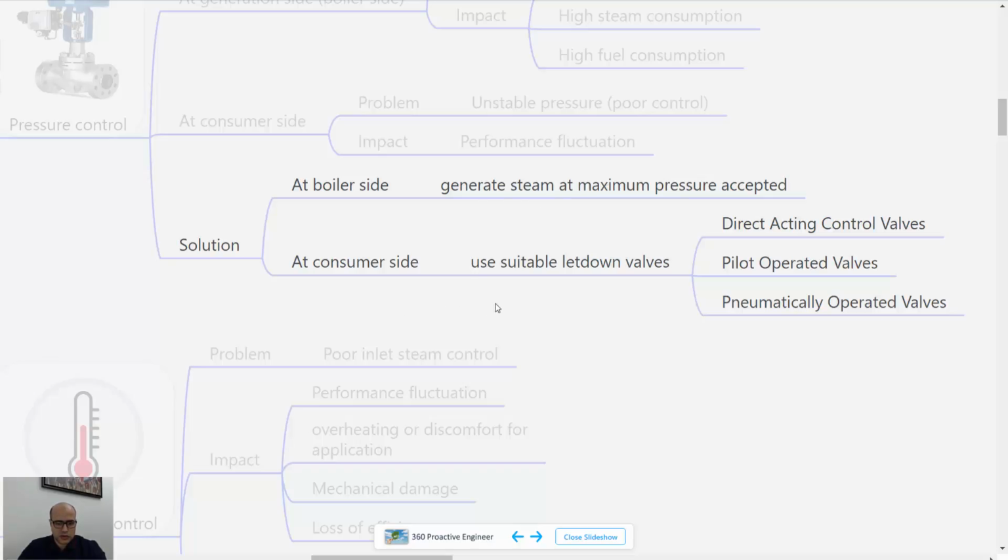At the consumer side, we should also use a suitable let-down valve, either a direct acting control, pilot operated, or pneumatic operated control. Also, we can think about installing advanced process control loops for controlling the pressure. This also will have a good impact on the overall performance and decrease the losses.